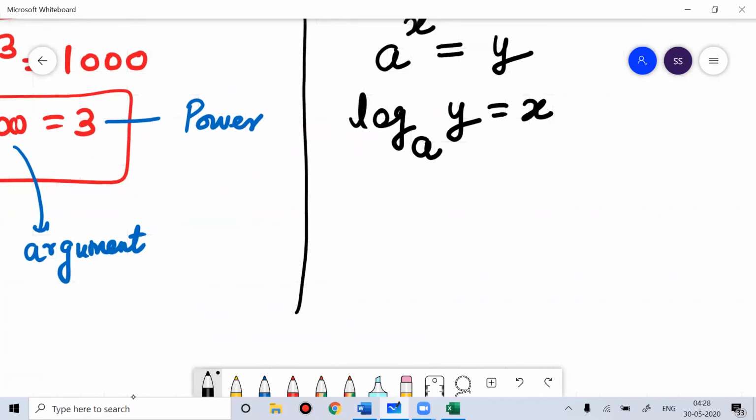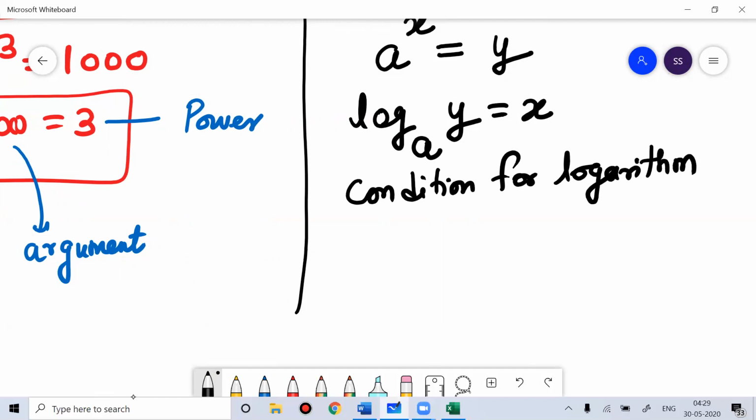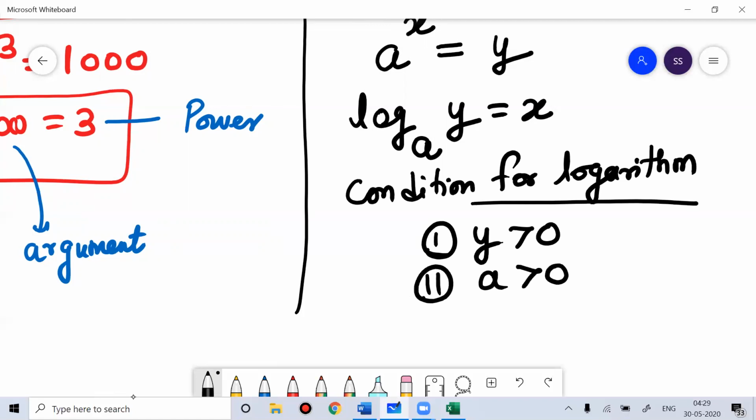When you write the number in the form of log, you have to remember a few things. You can never find the log of a negative number. The base in logarithm should be a positive number not equal to 1. So how to express this? The conditions for solving a problem in logarithm are: y should be greater than 0, a should be greater than 0, and a should not be equal to 1.